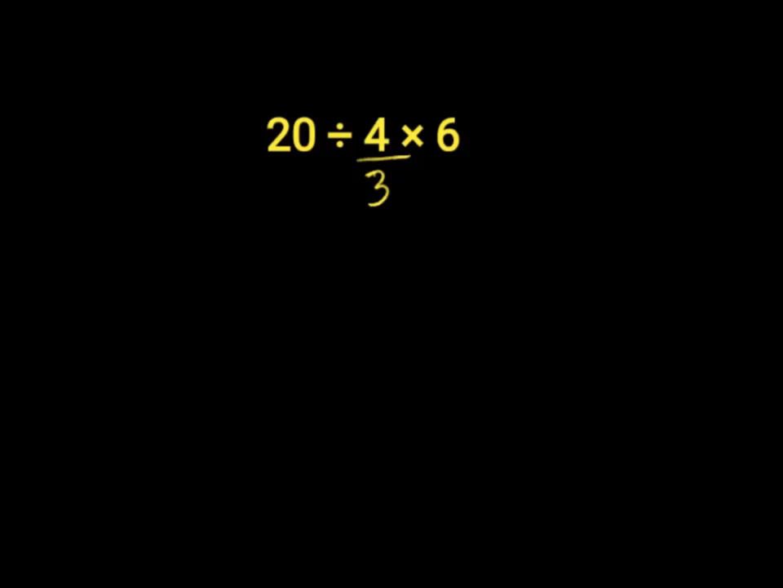20 divided by 4 over 3 times 6. 3 into here 1, 3 into 6 2. Then we are left with 20 divided by 4 times 2. 20 divided by 4 will give us 5. Then we have 5 times 2. 5 times 2 is equal to 10.